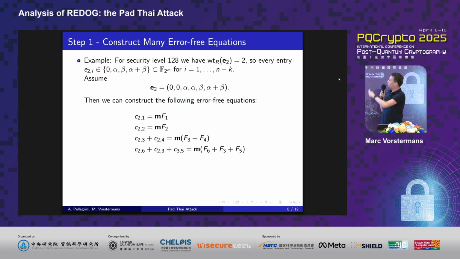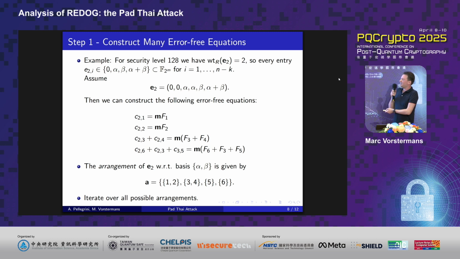We can construct 4 equations in total, and generally for an error vector of size n minus k, we will observe that we can construct n minus k minus 2t equations, because we can construct 1 equation per entry being 0 and per entry being alpha plus beta. But for the alphas and the betas, every time there's 1 entry for which we can't construct an extra equation with this technique, so we will lose 2t equations here. This is all nice, but of course we don't know what E2 looks like in the attack. So how will we do this for the attack?